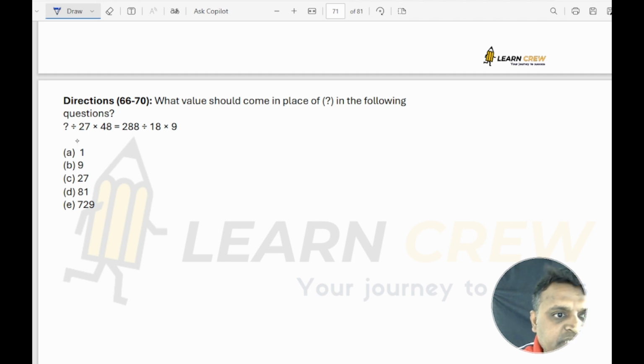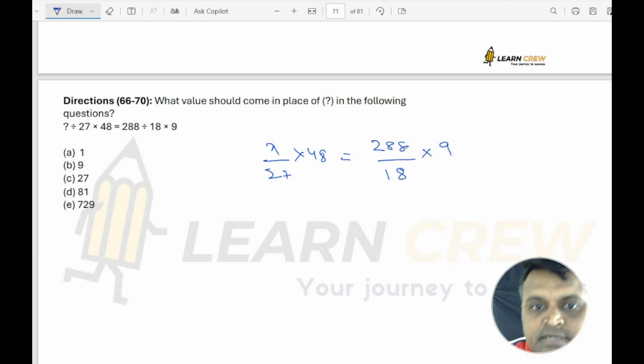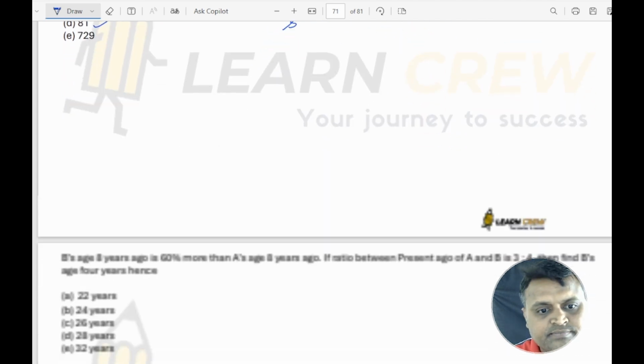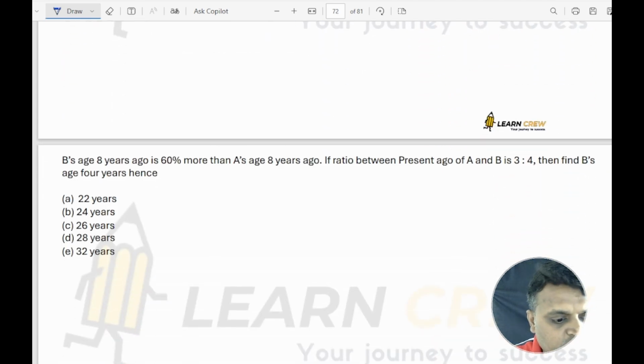Next, how much divided by 27? So x divided by 27 into 48 is equal to 288 divided by 18 into 9. If you see here, 9 2s are 18, 9 3s are 27, 3 16s are 48, 16 18s are 288. So 2 9s, 9 9s, 81. So the answer is 81.